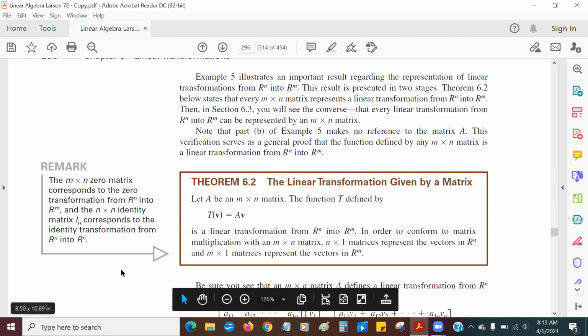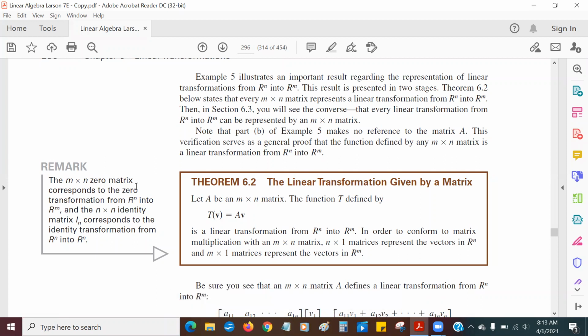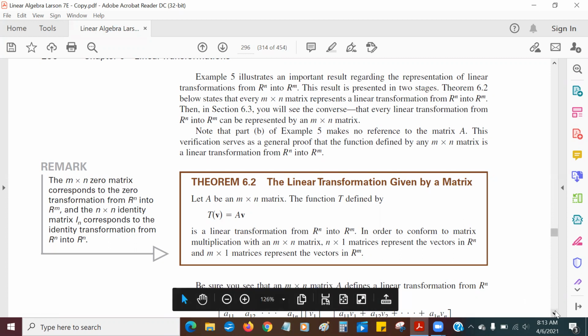And this is an interesting remark here. The m by n zero matrix corresponds to the zero transformation from Rn to Rm. And the n by n identity matrix, In, corresponds to the identity transformation from Rn to Rn. It's good to know.